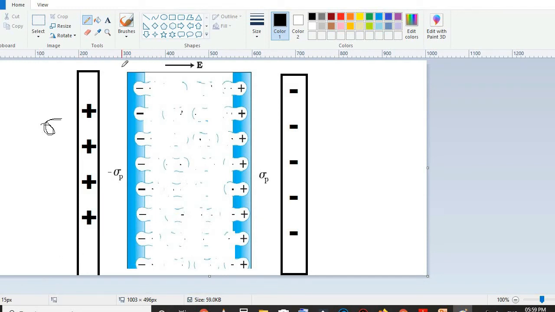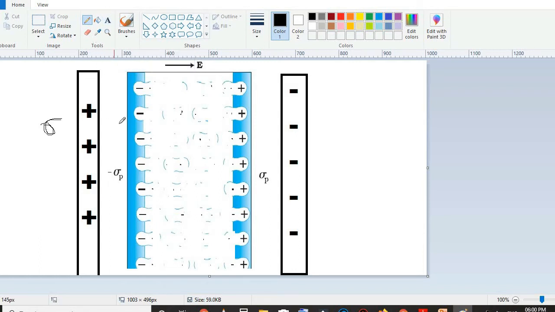What is the total surface charge density in this setup? Surface charge density because of the positive charge plate and negatively charged dipole, that is sigma minus sigma P. Or on the other side, this will be minus sigma plus sigma P. Anyway, finally we can say, if there is no dielectric medium, the surface charge density is sigma. If there is a dielectric medium, the surface charge density becomes sigma minus sigma P.